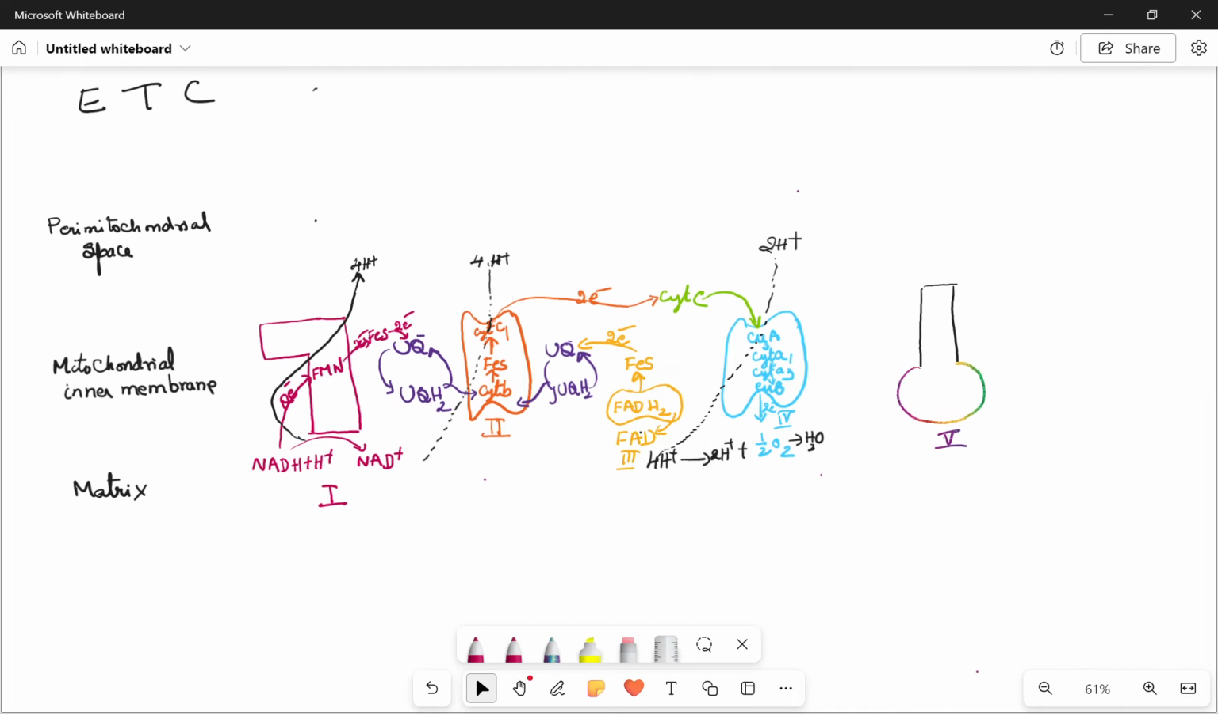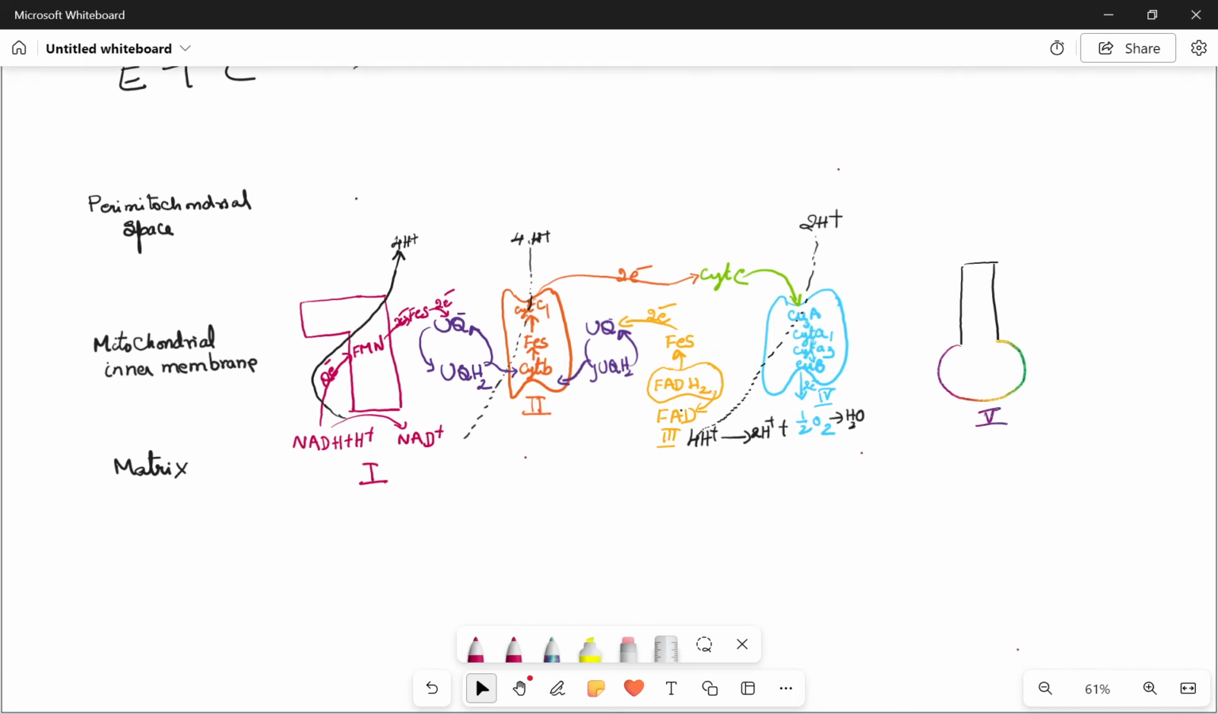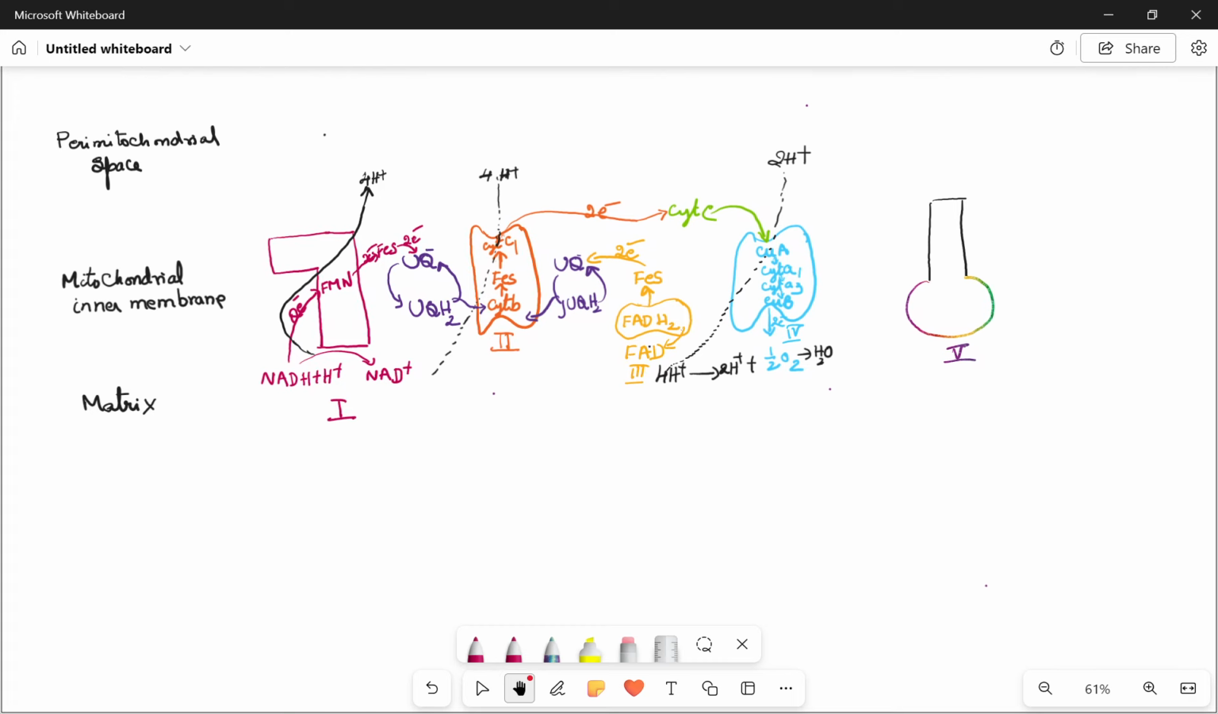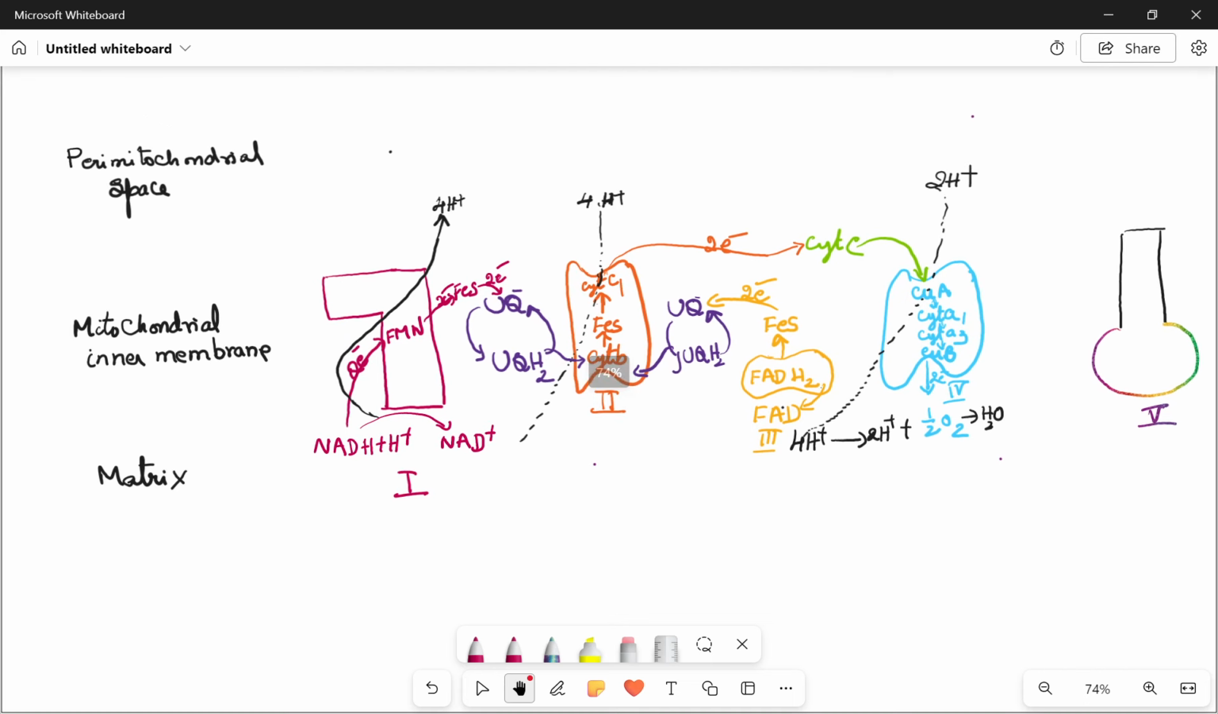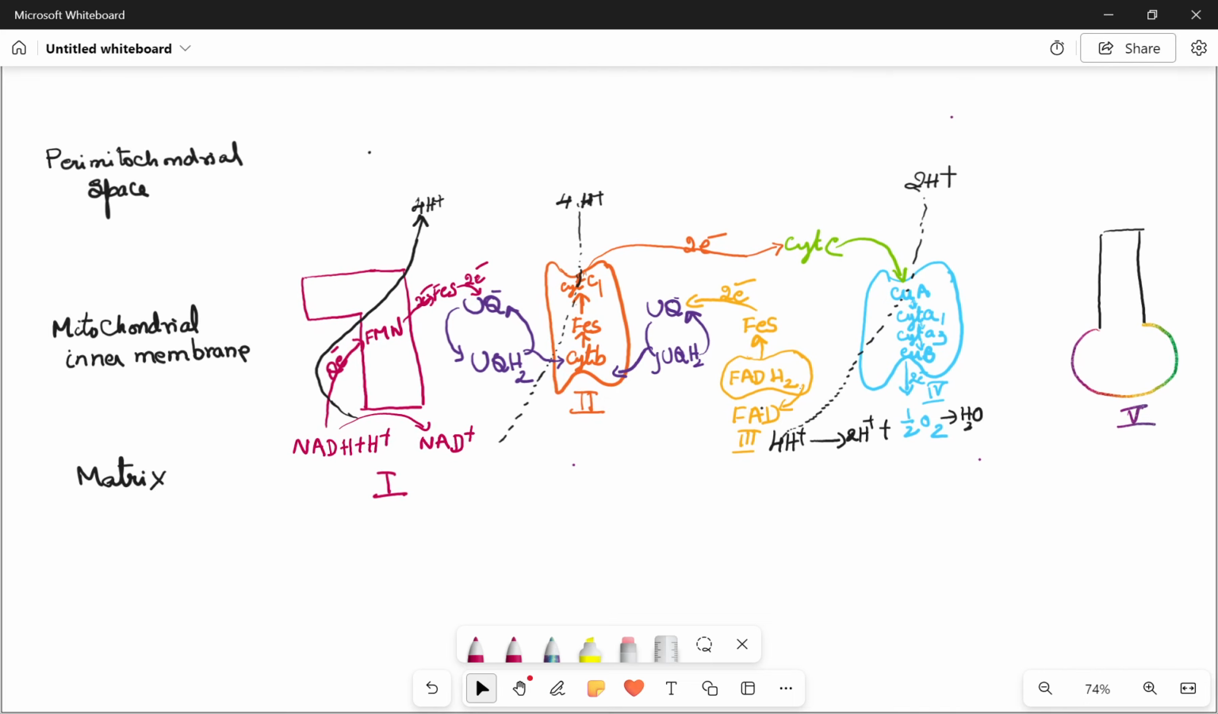Okay. So now you see how they are arranged. You think that this is the mitochondrion. Look here. This is the perimitochondrial space. What is this perimitochondrial space? The space present in between the two membranes. And this is the mitochondrial inner membrane. And this is the matrix.